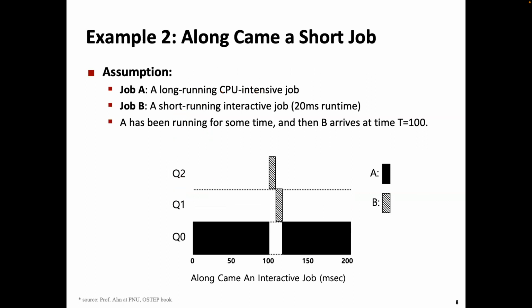Okay, let's assume that there are two processes. Job A is a long-running CPU-intensive job, the black marked one, and job B is a short-running interactive job with a 20 millisecond runtime. A has been running for some time, so A's priority is already Q0, because it has been running a long time.